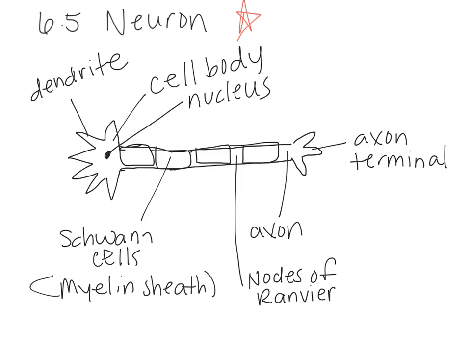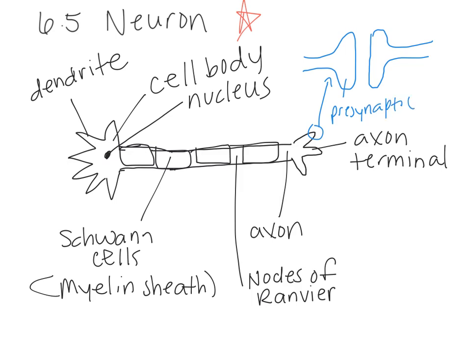If I were to zoom in on these axon terminals, you don't need to do this, but just to let you know what's happening here, I'll do this in blue since you don't need to know this. If I were to zoom in here, the axon terminal is going to look something like this. There's going to be a short gap before it meets the dendrite of the next neuron. And this axon terminal is part of what we call the presynaptic neuron.